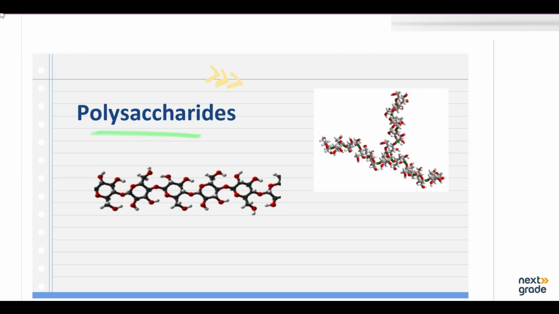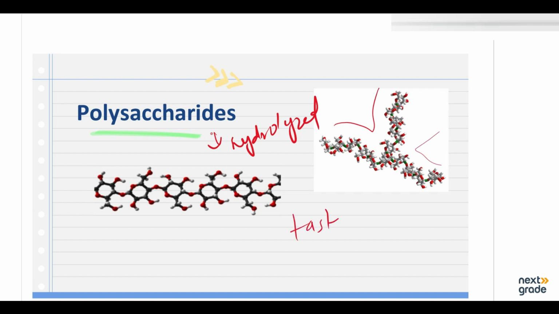Polysaccharides can be hydrolyzed, like all polysaccharides. The first quality of these is that they all get hydrolyzed, and they can all form glycosidic linkages. They are usually branched, like you can see here. They are totally tasteless in nature.